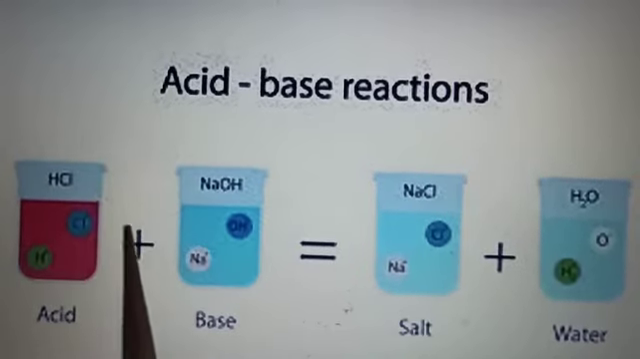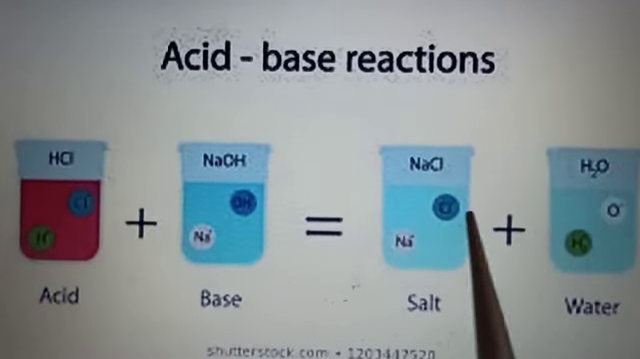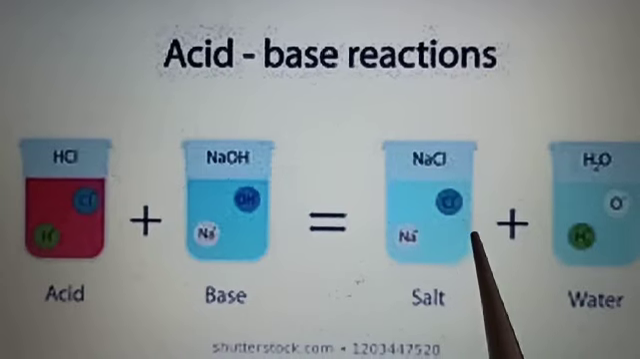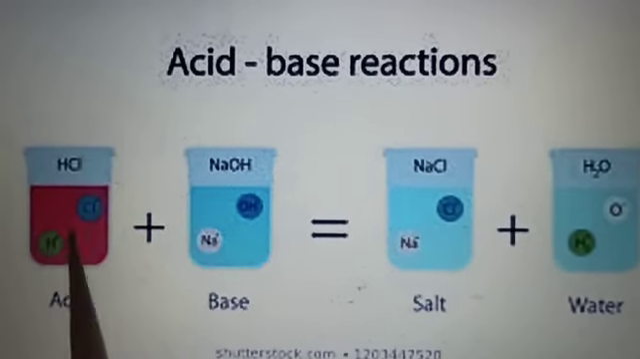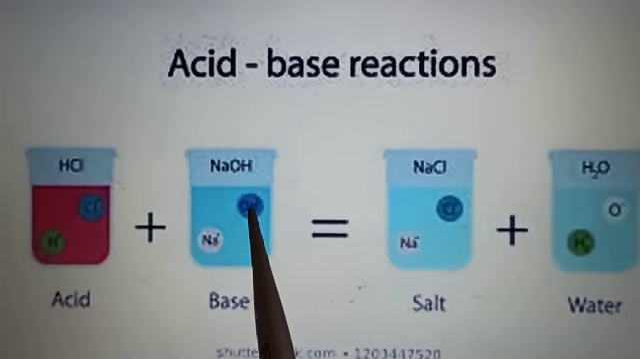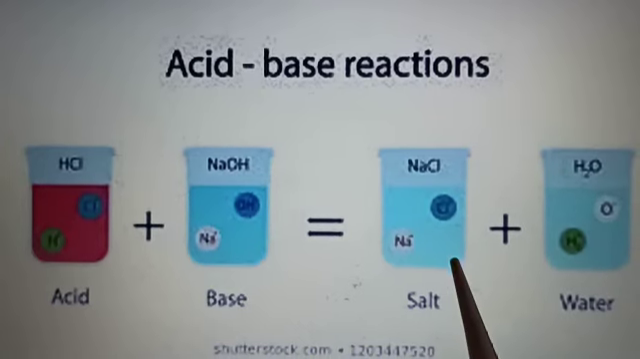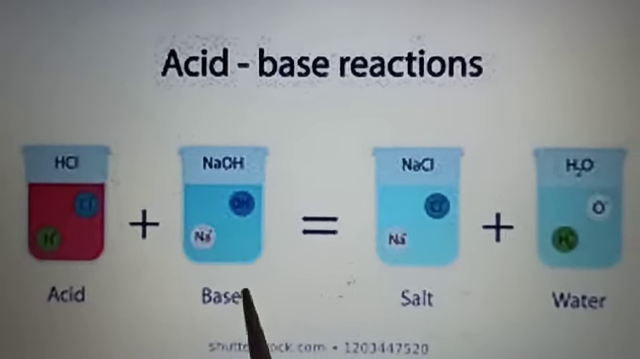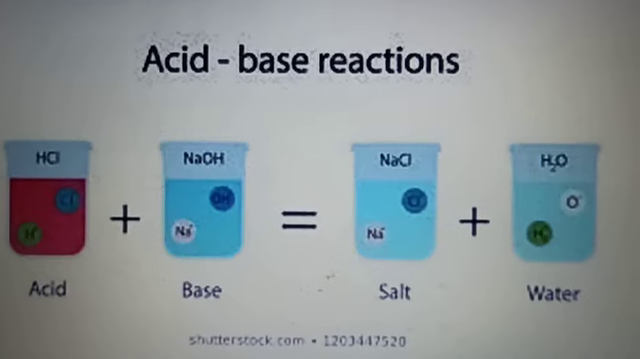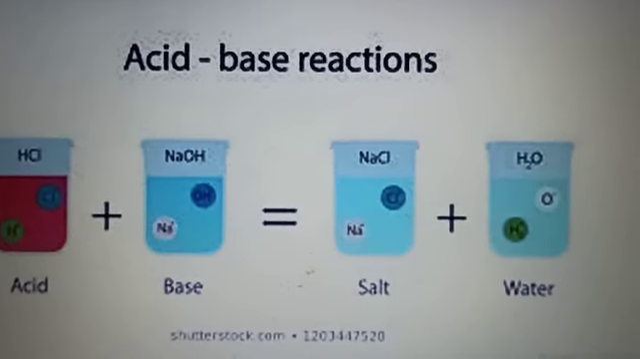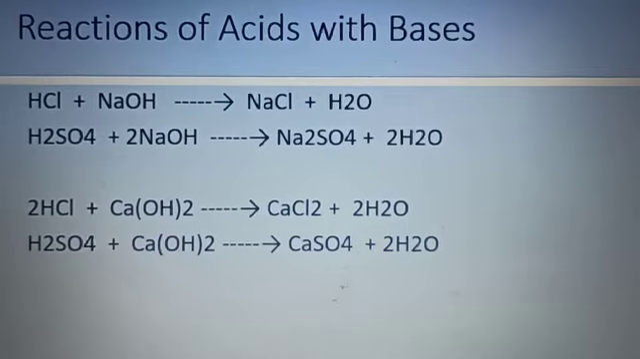This sodium reacts with chlorine, forming NaCl, that is Na plus and Cl minus, and this H plus and OH minus form H2O. So this is a reaction of acid and base. Whenever acid reacts with base, it forms salt and water.